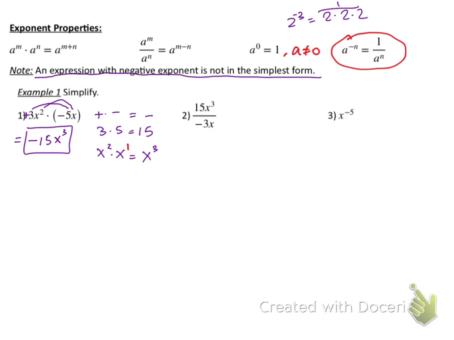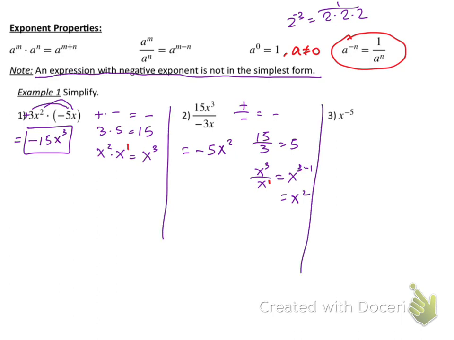Similarly, you are going to do the same with division. Two terms, 15x to the third divided by negative 3x. So you do positive divided by negative, which gives me negative. Then 15 divided by 3 gives me 5. Then x to the third divided by x to the first power again, so this is x to the 3 minus 1, which is x squared.